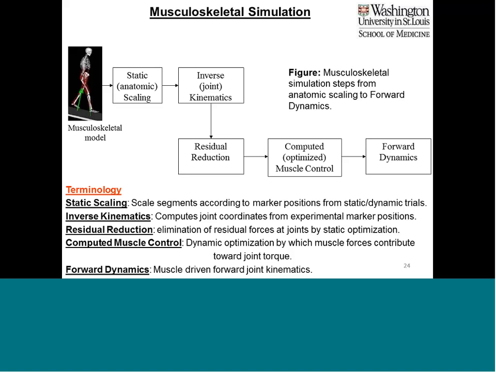And forward dynamics, which recreates joint kinematics using the muscle forces that were found during computed muscle control. So forward dynamics, and we will talk about this in a couple of slides, was actually done so that I could validate the results from inverse kinematics and computed muscle control, the joint coordinate data and the muscle activation data that I obtained from the previous simulation steps.